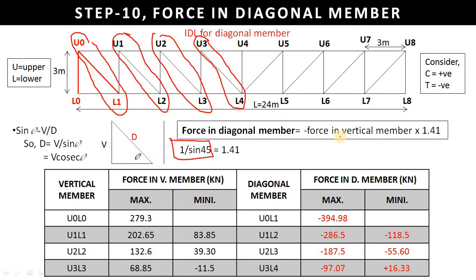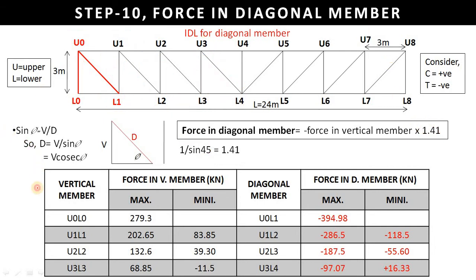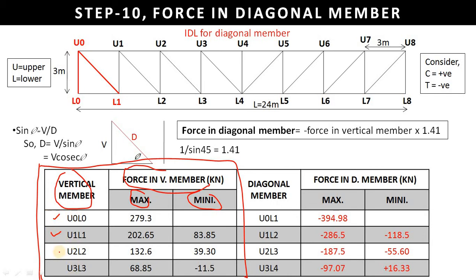So for calculating the force in the diagonal member, we have to multiply the negative force in the vertical member into 1.41. First let us see this table. What we have to do is make a table in which there is a vertical member and a force in the vertical member, maximum and minimum forces. Now we have seen the vertical members as U0L0, U1L1, U2L2 and U3L3. Let us see.